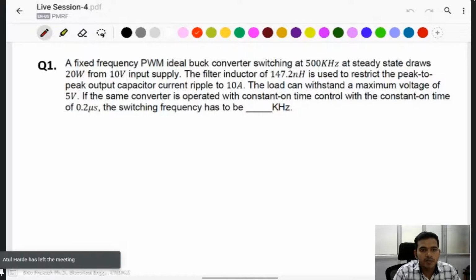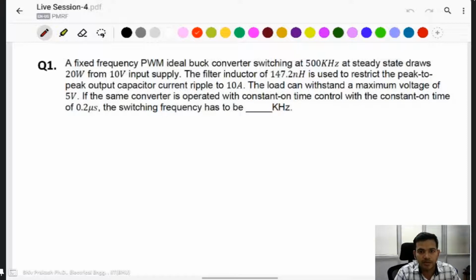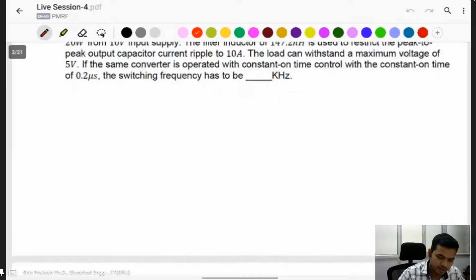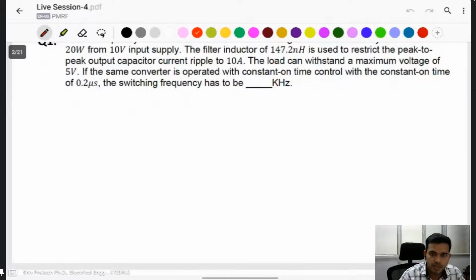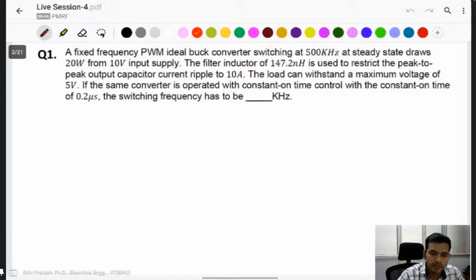If the same converter is operated with the constant on time control with the constant on time of 0.2 microsecond, what does the switching frequency have to be? It means how much is the switching frequency in the second case, where the same converter is operated with the constant on time control method. Okay, he says the buck converter. You know the buck converter ripple current.